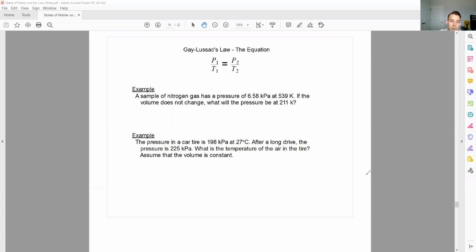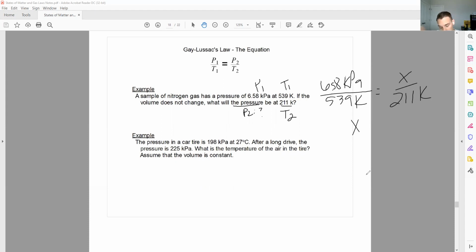So example 1: a sample of nitrogen gas has a pressure of 6.58 kilopascals at 539 Kelvin. If the volume does not change, what will be the pressure at 211 Kelvin? Okay, simple. Plug it in. 6.58 kilopascals over 539 Kelvin is equal to X over 211 Kelvin. Again, cross multiply and divide.